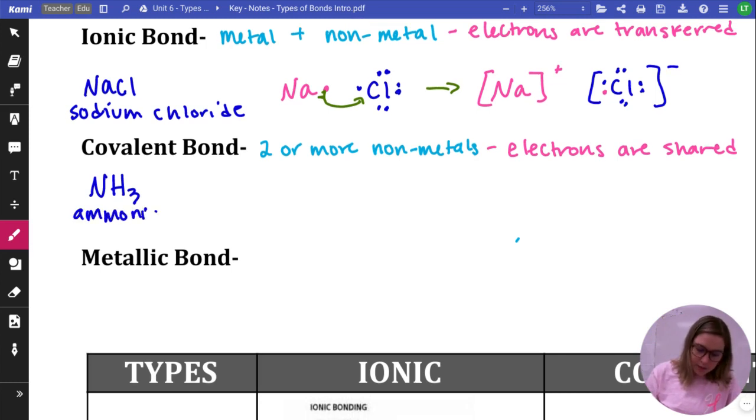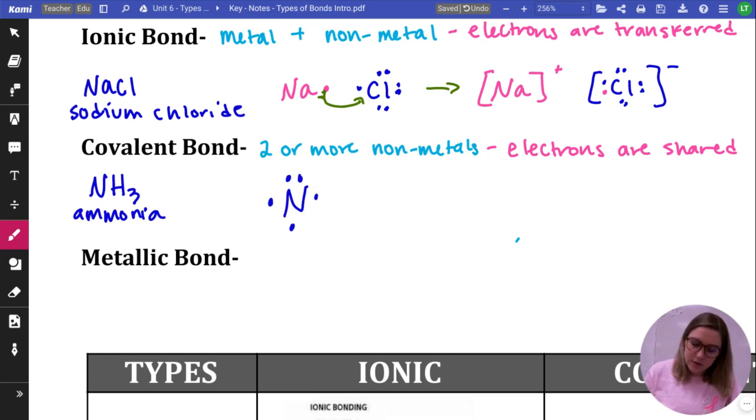You guys should know ammonia. It's what's in Windex. The active ingredient? Yeah, one of the active ingredients in Windex. So ammonia, it's nitrogen trihydride is another way of naming it. Okay, so nitrogen has 5 valence electrons. So nitrogen looks like this with its 5 valence electrons.